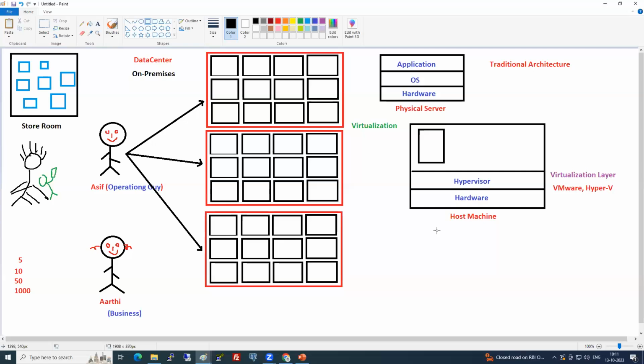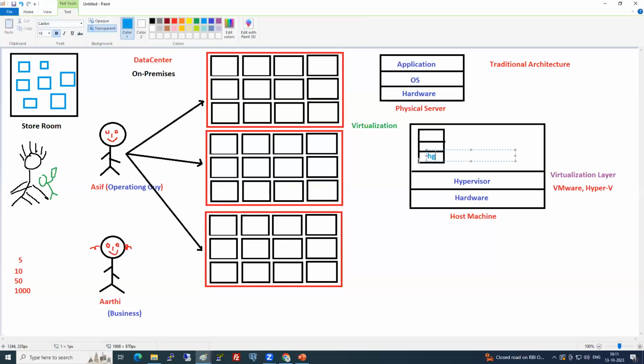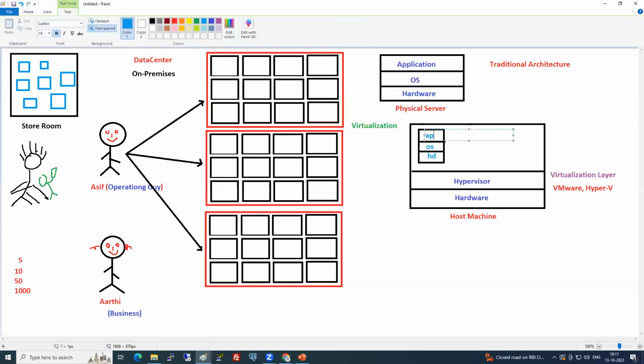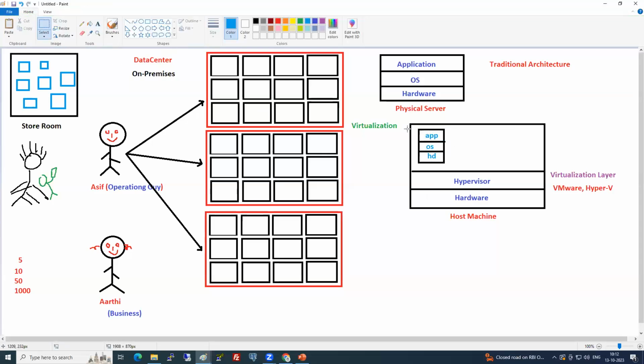On the bottom you have hardware. On top of it, you have the hypervisor. On top of the hypervisor, you create virtual machines. Excellent. In each virtual machine, you have your own hardware, your own operating system, and your own application. Like this, you can create multiple virtual machines on one single physical machine.